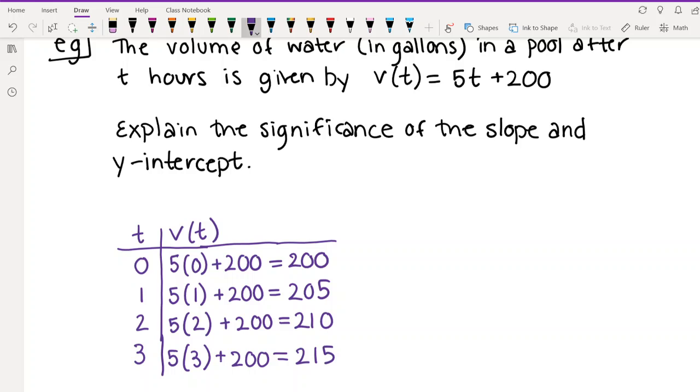So what are these numbers telling us? Well, remember again that t represents the number of hours that have passed. And then what does the output represent? The output represents the amount of water in the pool, the number of gallons of water in the pool.